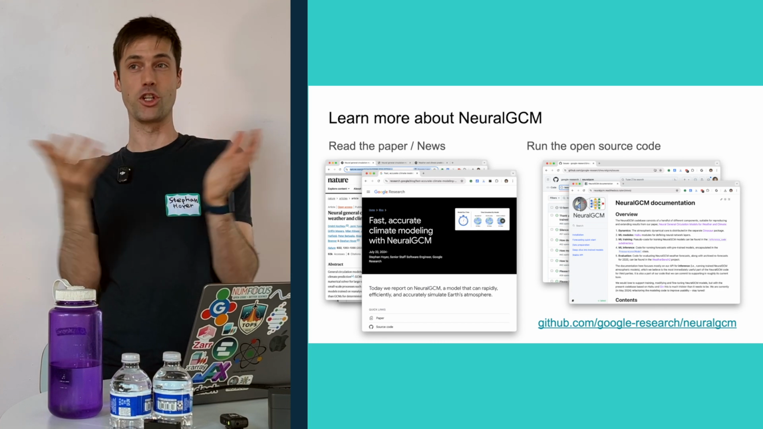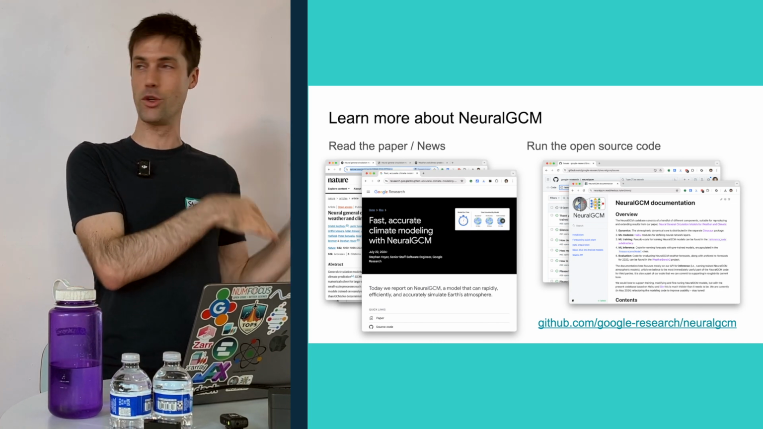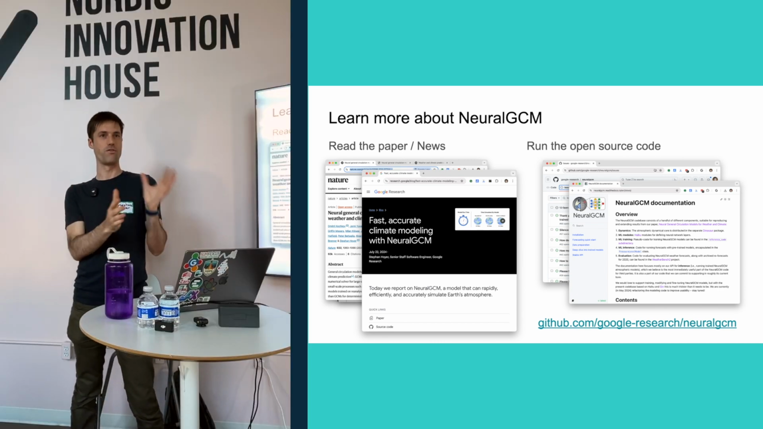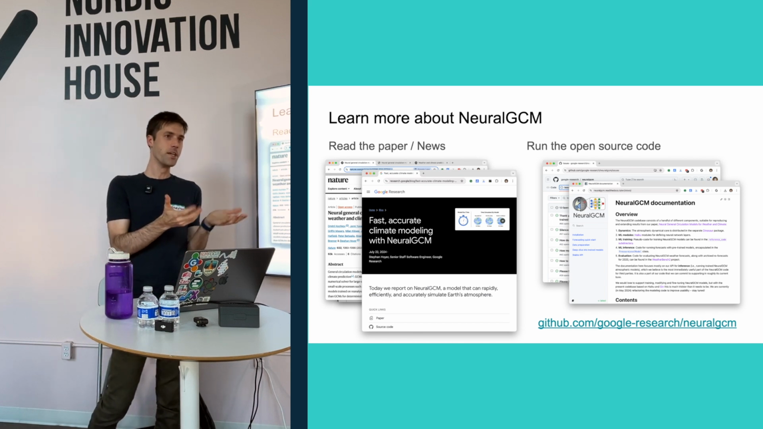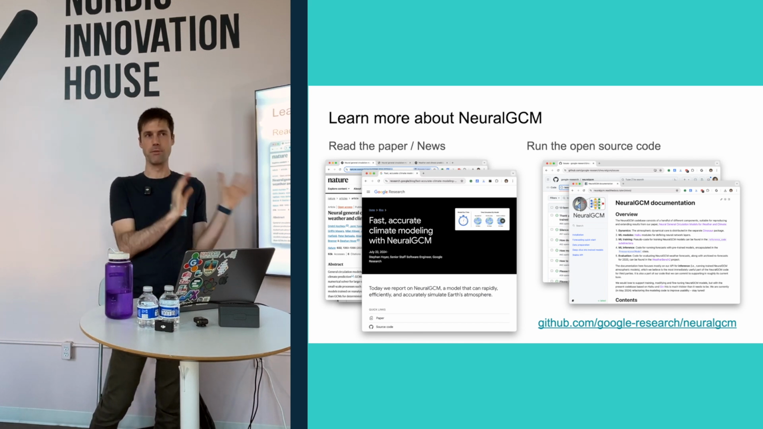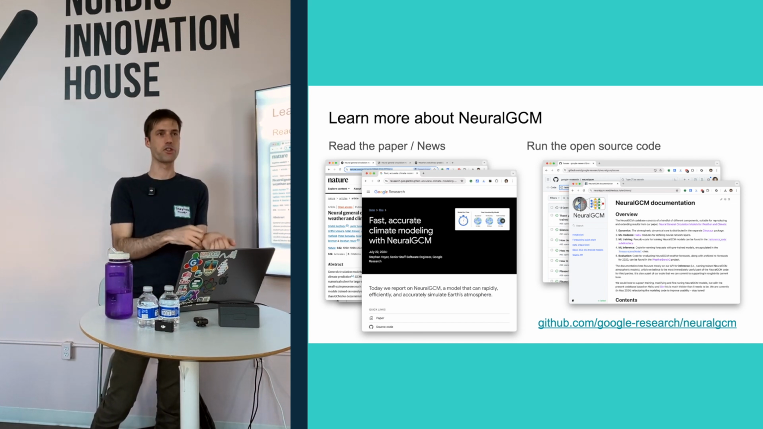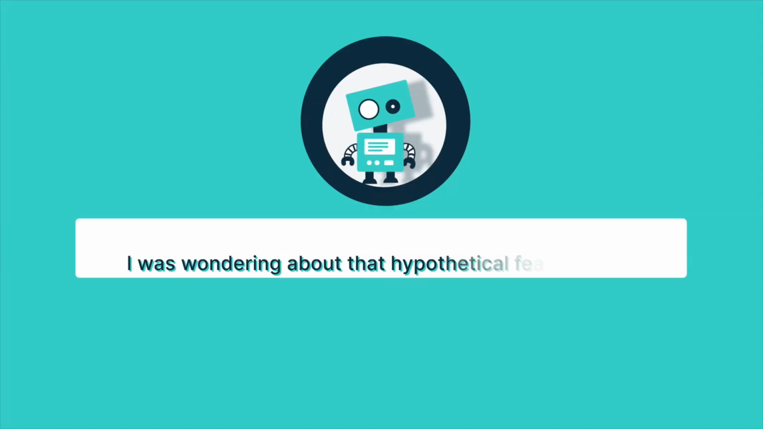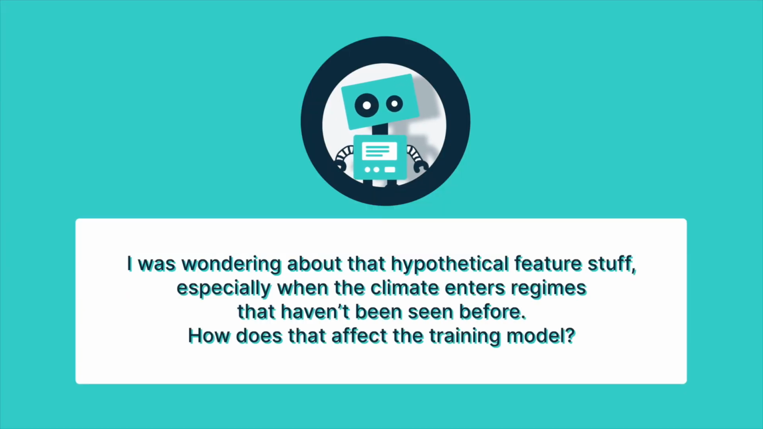Frankly, the climate simulation codes can do a lot of things that we can't do yet, like all sorts of hypothetical future climate scenarios. But that was our strategy: bite the bullet and see if rebuilding from scratch could be helpful. Well, I was wondering about that hypothetical future stuff, particularly when the climate gets into regimes that haven't been seen before. How does that affect the trained models?